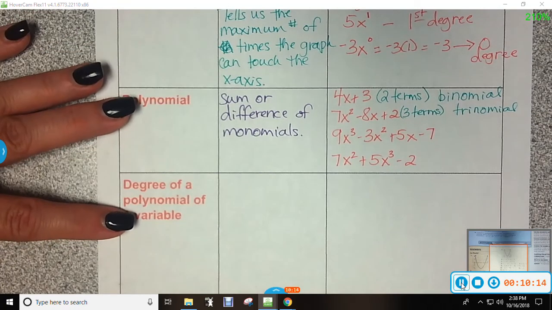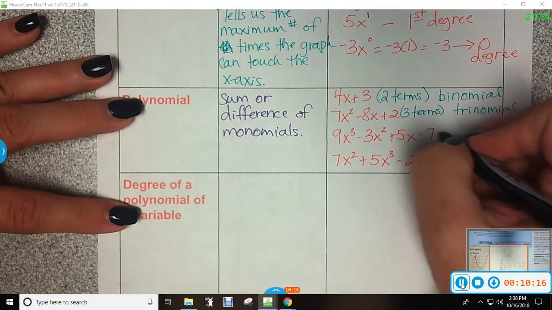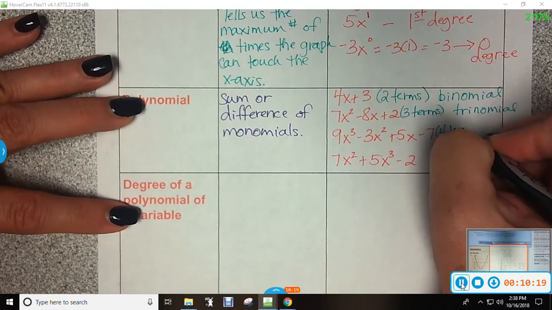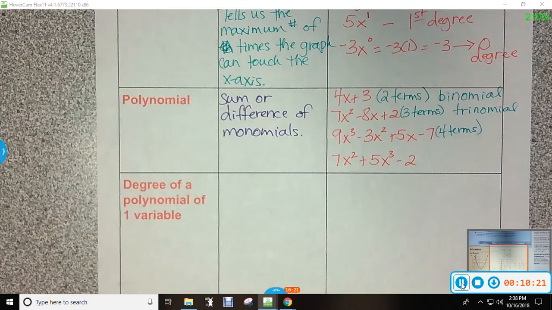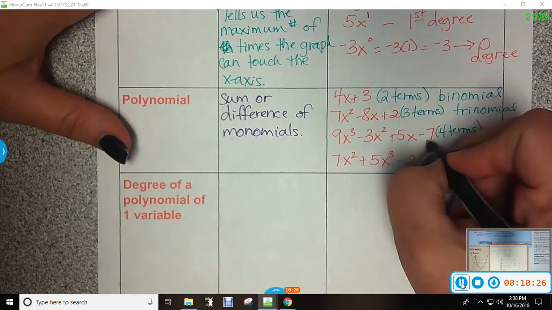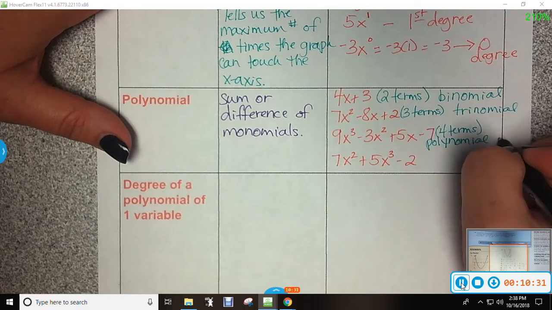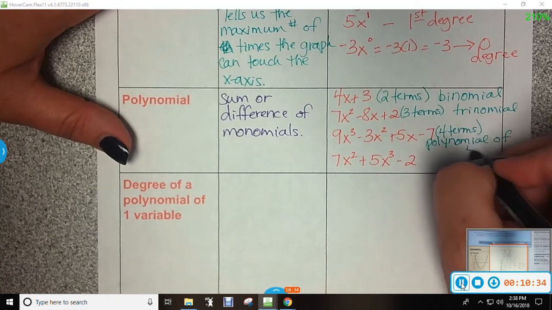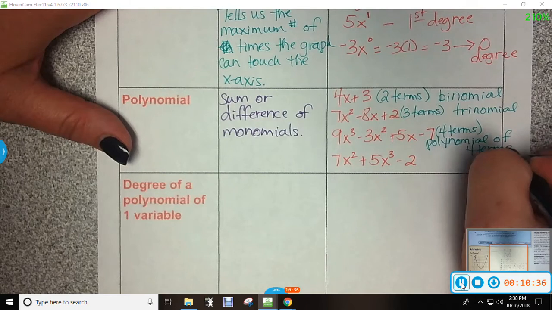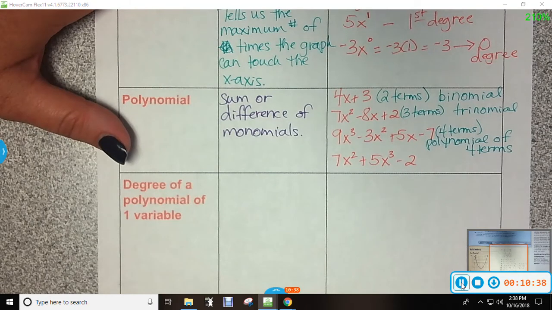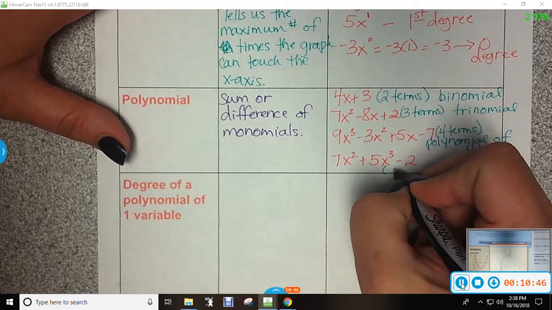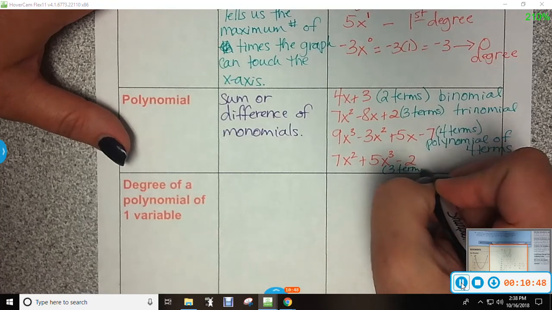Okay, the next one has how many terms? 4. And this is where the special names kind of go away. If you have 4 or more terms, it is just called a polynomial. And this one is a polynomial of 4 terms. Right. And the last one, how many terms is that? 3. And what do you call that again?